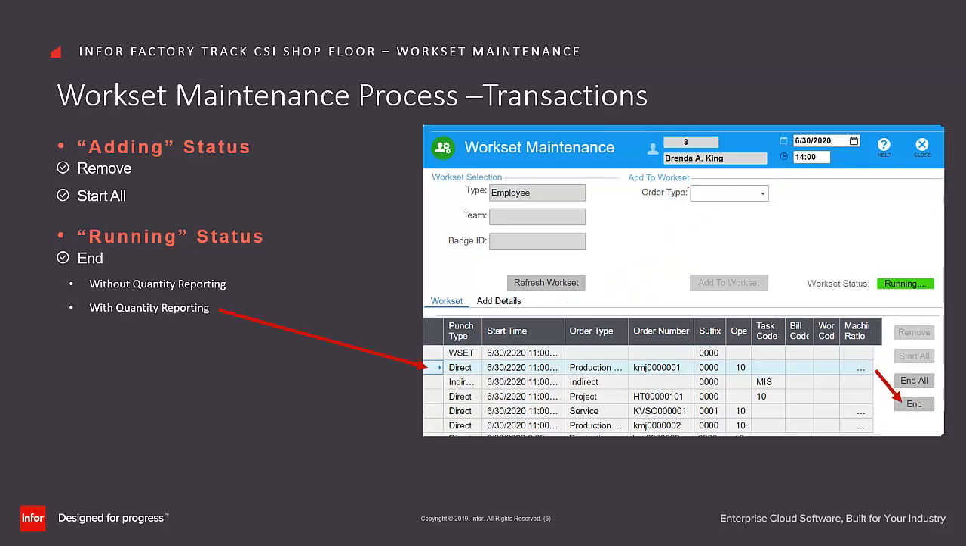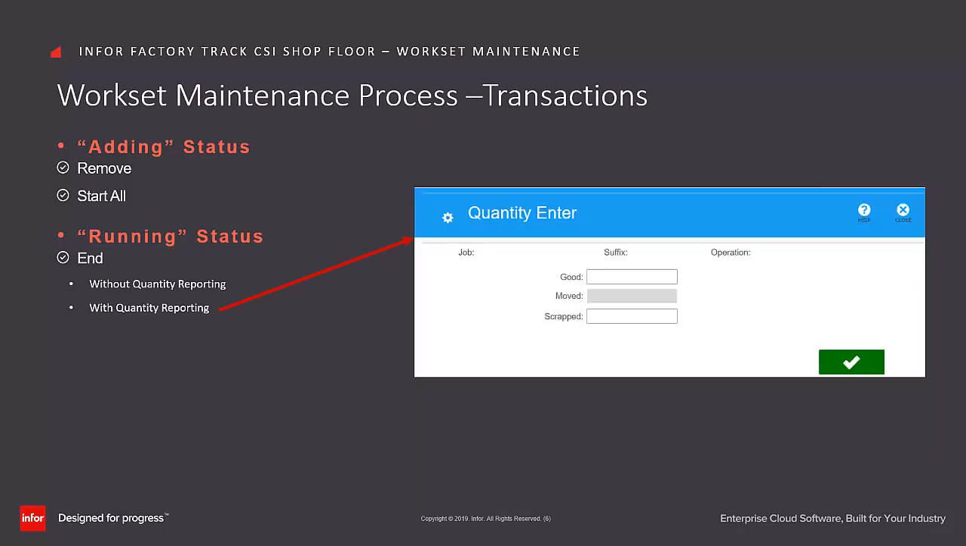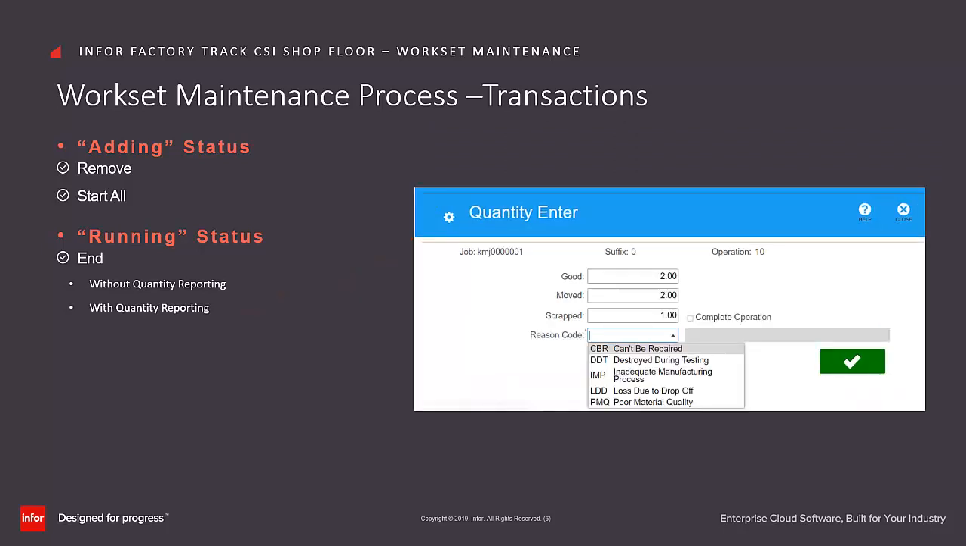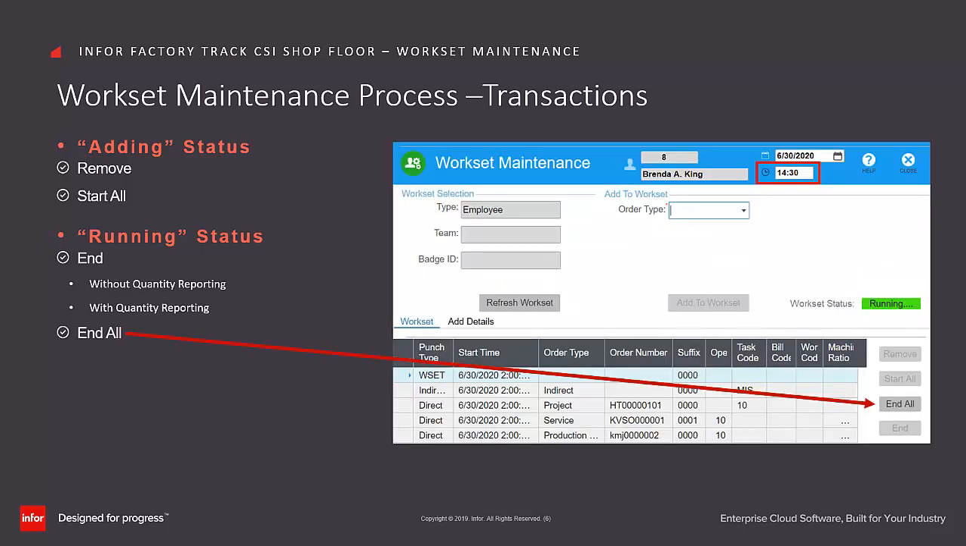If ending a single activity for which quantity reporting is applicable, in this example a production job order, and transaction set maintenance has report quantity enabled, FactoryTrack will also use the current time to post the end and start transactions as previously discussed, and also prompts the user to report the good, moved, and scrap quantities. If a value is entered for scrapped, you must enter or select a reason code for the scrap. To end the entire workset, select the End All button. FactoryTrack creates an end transaction for all activities on the workset, using the current time as the transaction time for all.